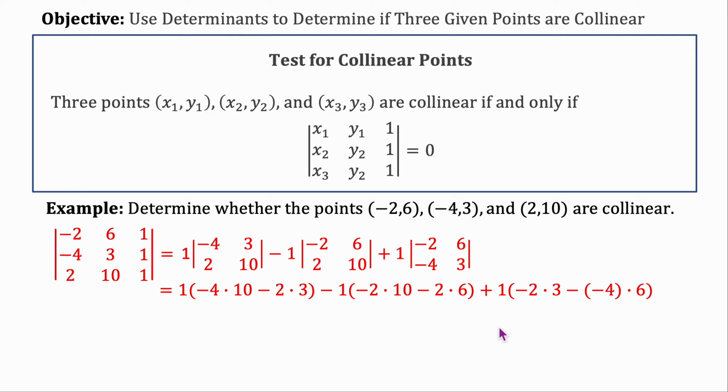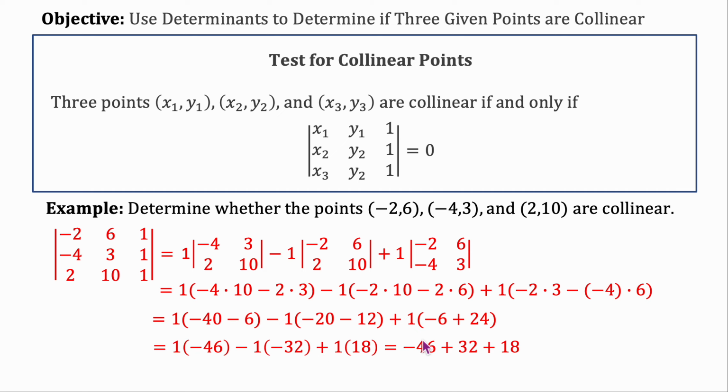Now, you can write that all out, or you could do these multiplications as you go. So like our -4 times 10, -40 minus 6, -20 minus 12, -6 plus 24, because you're subtracting a negative, you're going to get a positive value here. And then order of operations. Let's get each one of these to be a singular value since we can. I made that -46, -32, +18. And then when we do the math, we get -46 plus 32 plus 18, which is a value of 4.